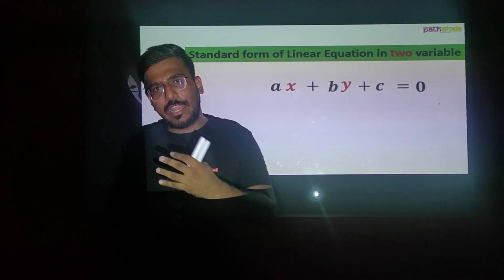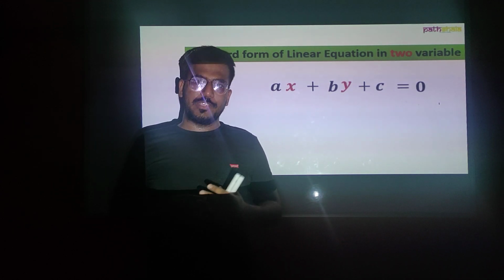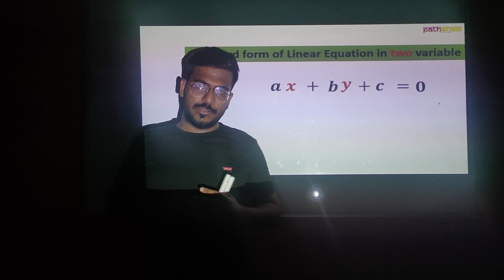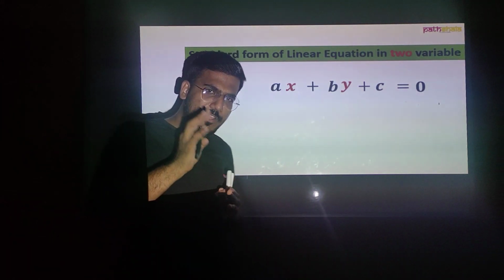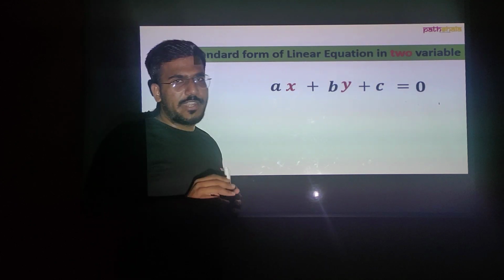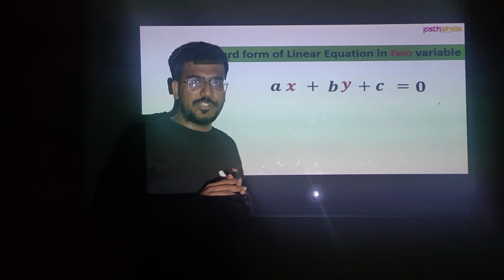Now, after the standard form, for any equation to be a linear equation, there has to be some conditions. So for that there are three conditions. Let's see them one by one in detail. The first condition is regarding the coefficient. In fact, all the conditions are regarding coefficients only.